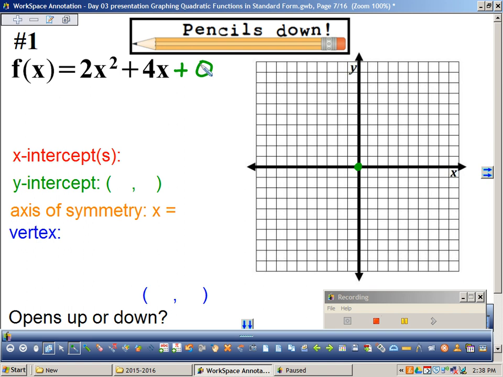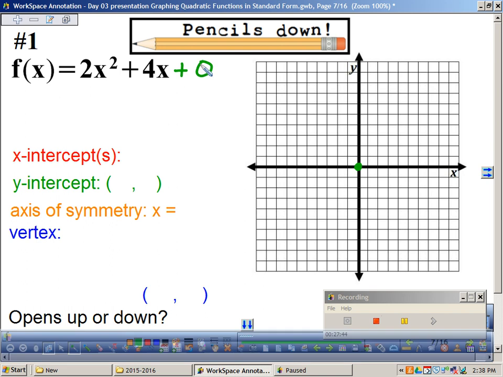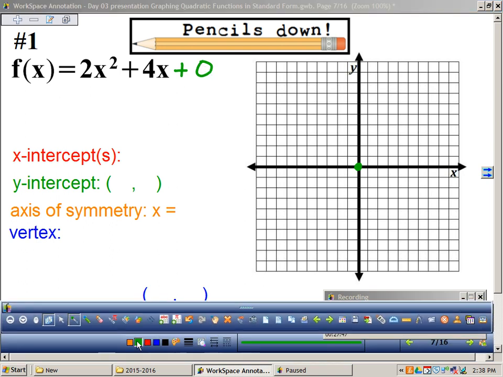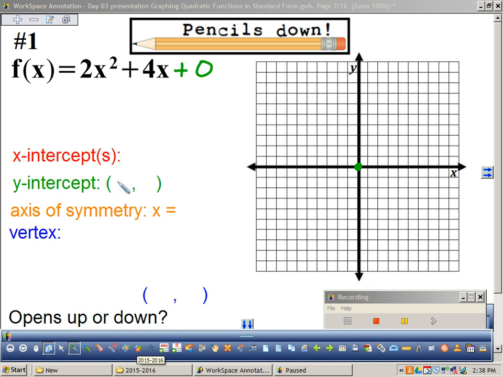Can I have pencils down for a minute? I'm going to do a couple of them, and then I'm going to have you guys do the y-intercept on your whiteboard. It's okay. Okay, y-intercept's at 0, 0.